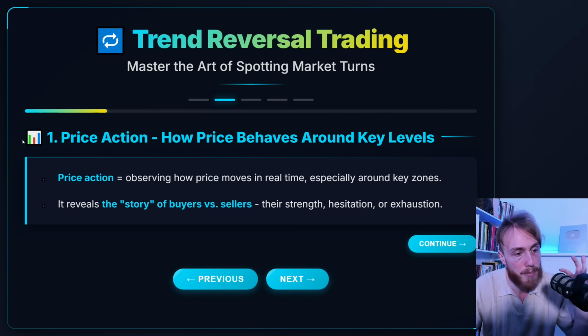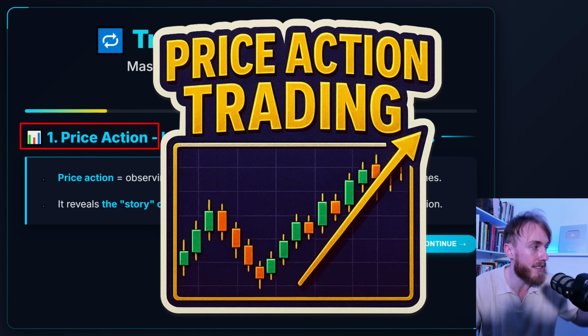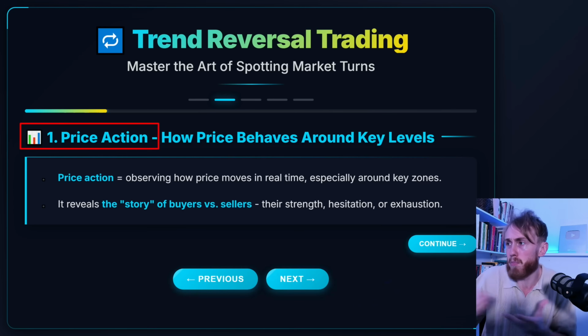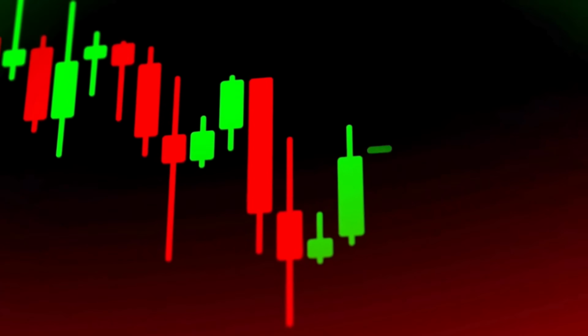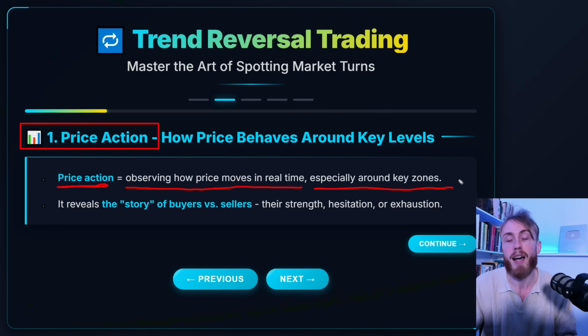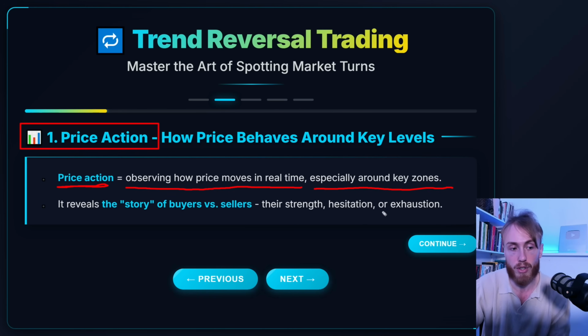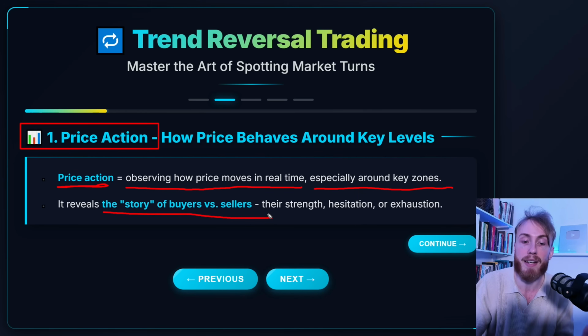And one of the most important concepts you need to learn about is something called price action. And this is a concept that I would say most traders actually misunderstand. So let's talk a little bit about what is price action. Well, price action is all about observing how the price moves in real time, and especially how the price moves when we are getting close to important zones or important points on the chart. So price action basically reveals the story of buyers and sellers.